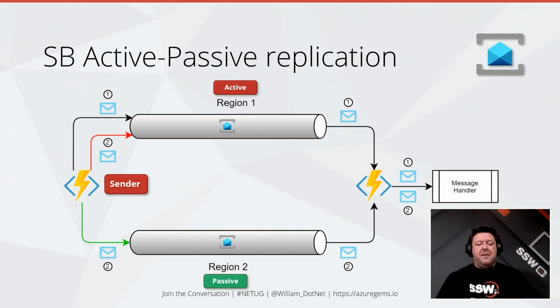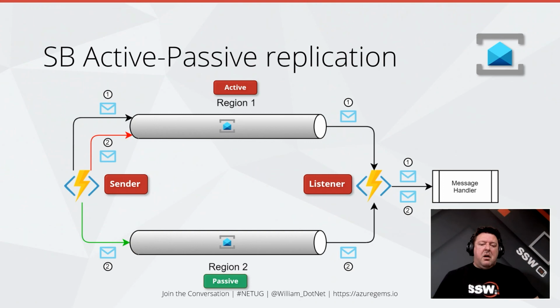But if, for some reason, region 1, or Australia East, goes down, and that message fails to queue onto Service Bus, then the application goes and sends it through to the passive region, so the bottom one there. And the same thing is that the application listens to region 2 at the same time, a message comes through and it handles it. So this is the preferred way. It's really nice.